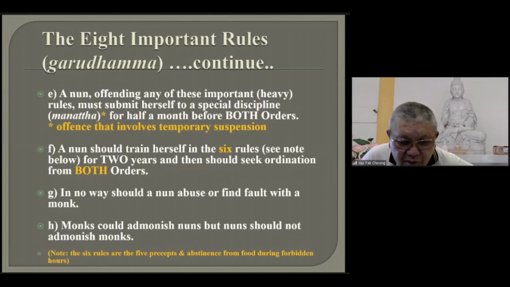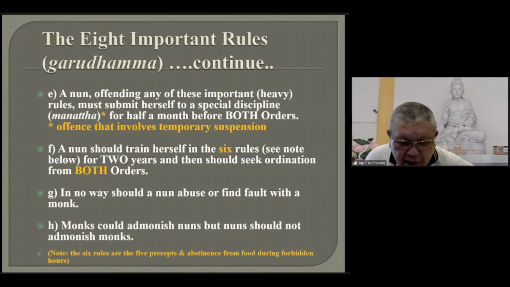So number 5, a nun offending any of these important rules, one of the 8 rules, they have to what? They will be suspended temporarily, you know. After that, then only can she be reinstated, you see. These things involve both orders. You have to submit yourself in front of the Bhikkhuni order and also in front of the Bhikkhu order. Then you have your temporary suspension. After that, if everything is okay, then she is reinstated as a nun. You see? So both orders.